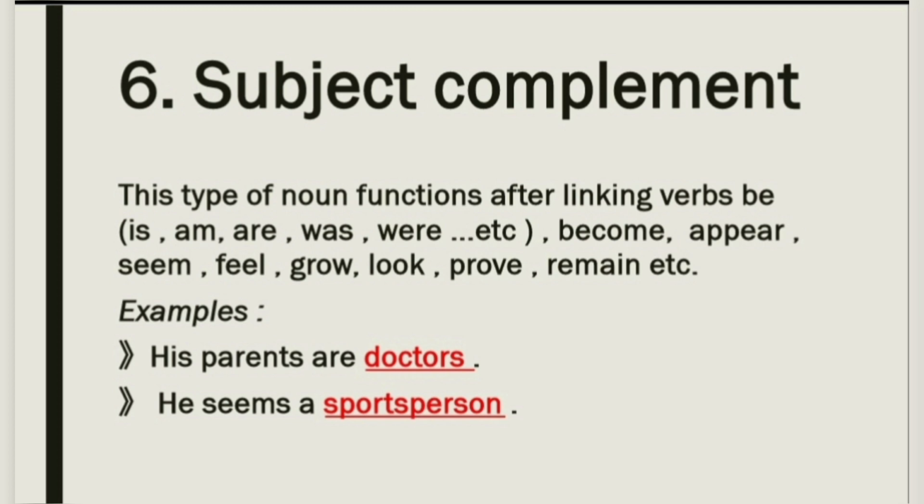His parents are doctors. So it is coming after the linking verb are. Okay, so it is telling us about his parents, that they are doctors. The next example is he seems a sports person. So seems is basically a verb which is followed by a sports person. Okay, so it is telling more about the pronoun he. So he plus any linking verb or any of these verbs plus a noun becomes subject complement.